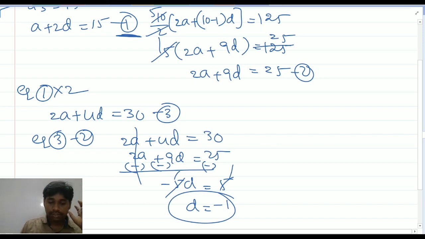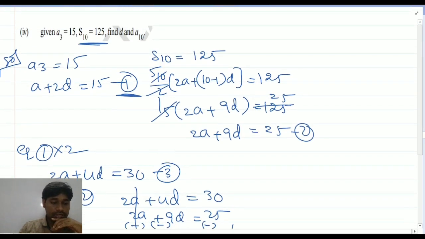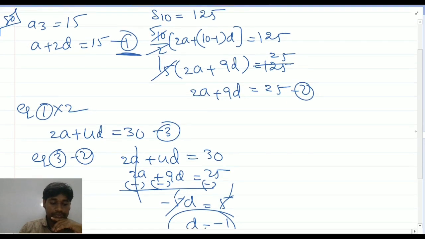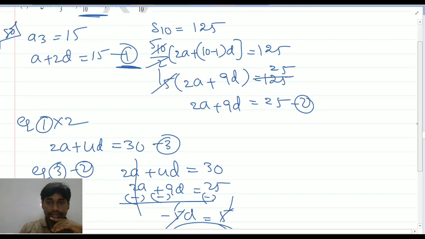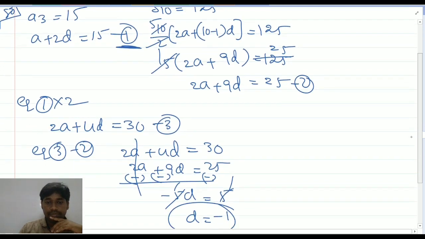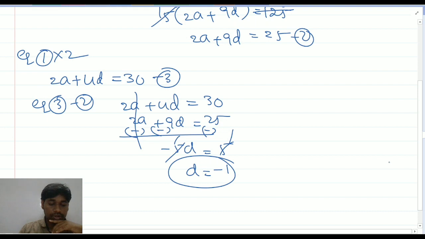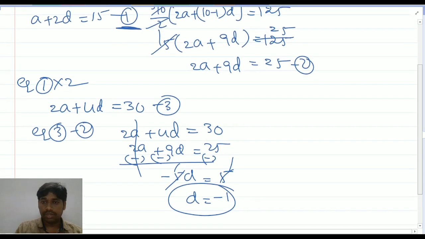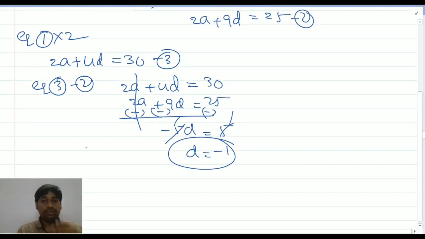After getting minus 1, let me check whether we made any kind of mistake here. Okay, minus 1 we got for D here. So the D value we got as minus 1, and if we substitute it in any one of the equations, we will get the A value.